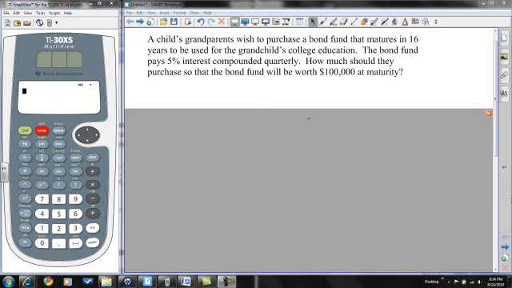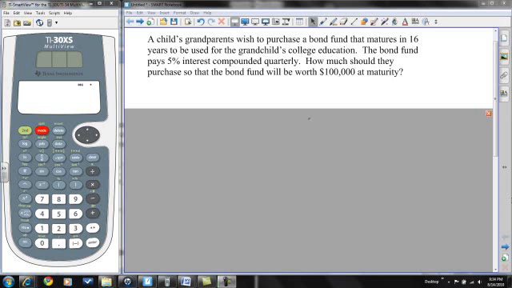In this lesson, we are going to use the TI-30 multi-view calculator to calculate the present value of an investment. A child's grandparents wish to purchase a bond fund that matures in 16 years to be used for the grandchild's college education. The bond fund pays 5% interest compounded quarterly. How much should they purchase so that the bond fund will be worth $100,000 at maturity?